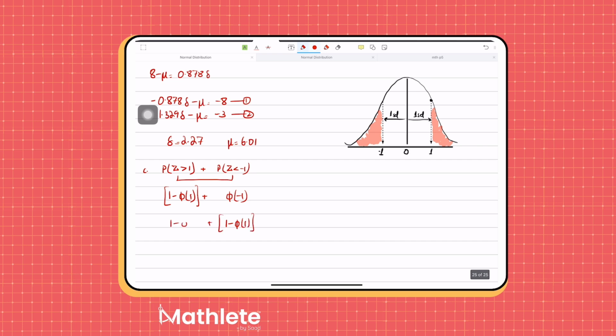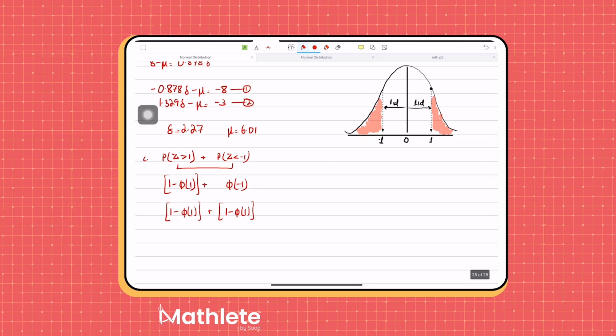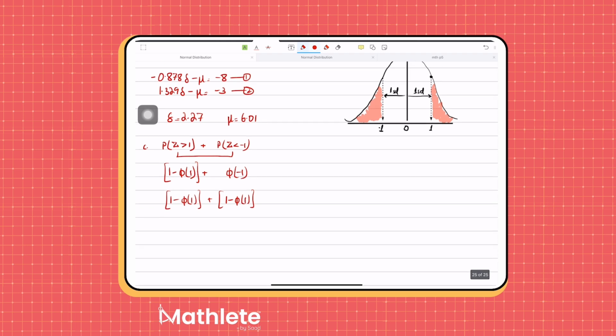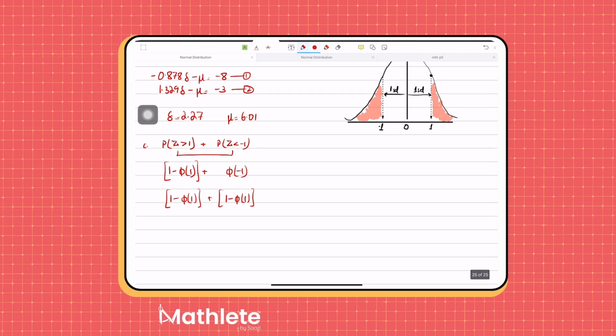Sir, we could also multiply it by 2, right? Because they're the same areas. Yes, we could multiply it by 2, but that is something you would probably figure out after you make the diagram. That's correct. You could find out the probability of 1 and then multiply it by 2. So we are able to confirm this by simplifying this. So this becomes 2 minus 2 phi of 1.